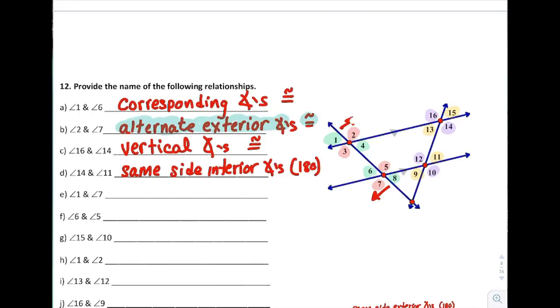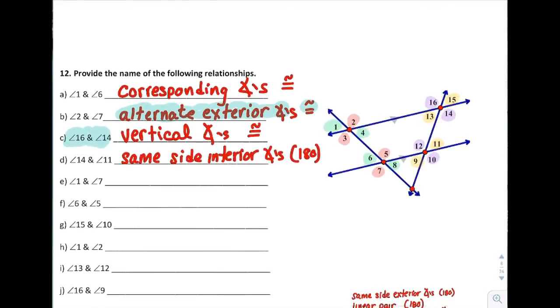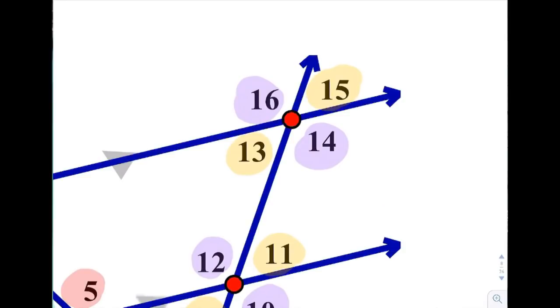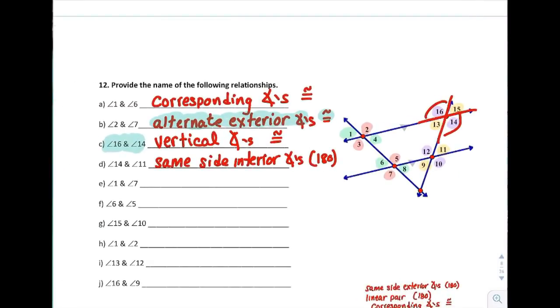And question C says 16 and 14. That's over on the other side. This might be easier for you because we talked about it the other day. You have intersecting lines, you have vertical angles across from one another, and they are always the same. They're both obtuse. 16 and 14 are vertical angles that are congruent to one another.